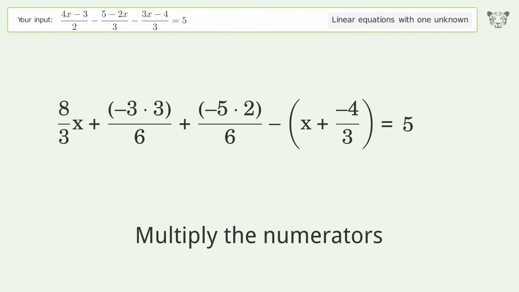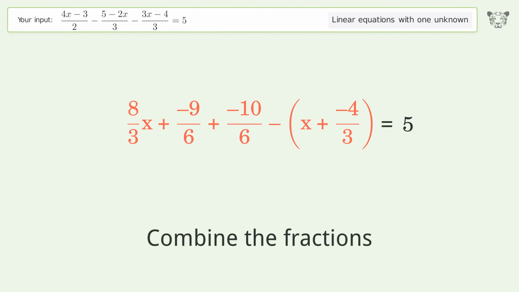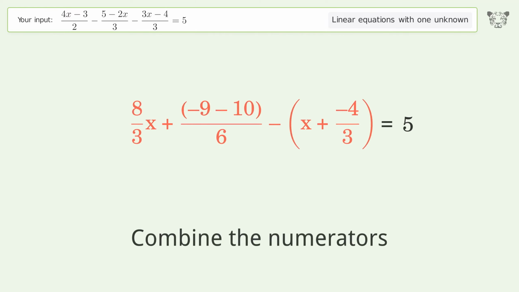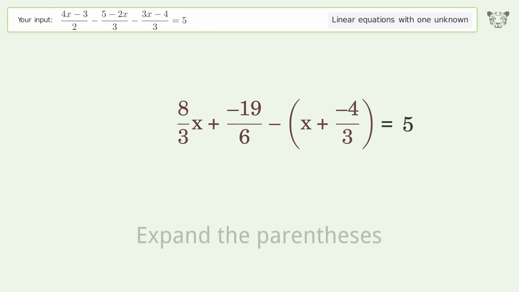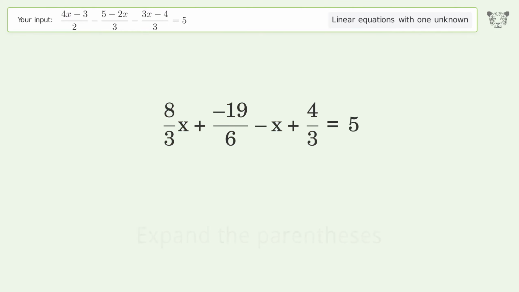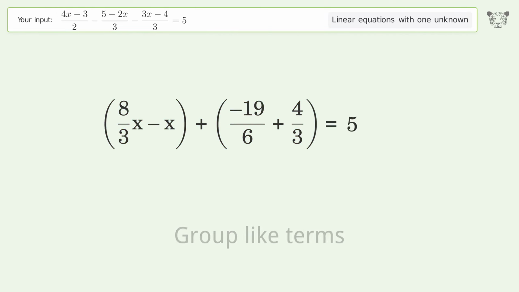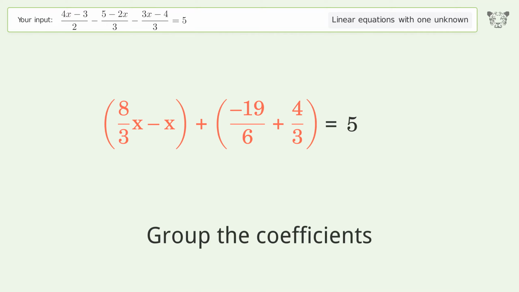Multiply the numerators. Combine the fractions. Combine the numerators. Expand the parentheses. Group like terms. Group the coefficients.